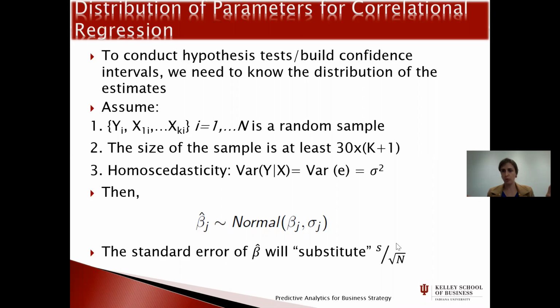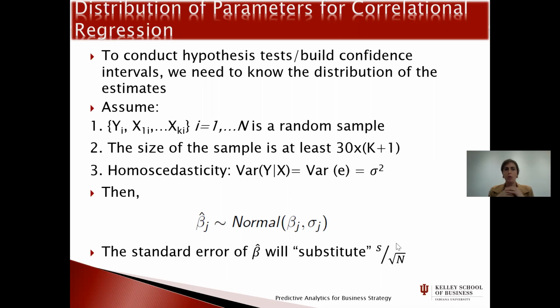That's something that you're doing in homework too. So what do we need to be able to know the distribution of our betas? How do we do hypothesis tests after we have run a regression? Well, we want to invoke again the central limit theorem. So we're going to require a random sample, and we're going to require a large sample.